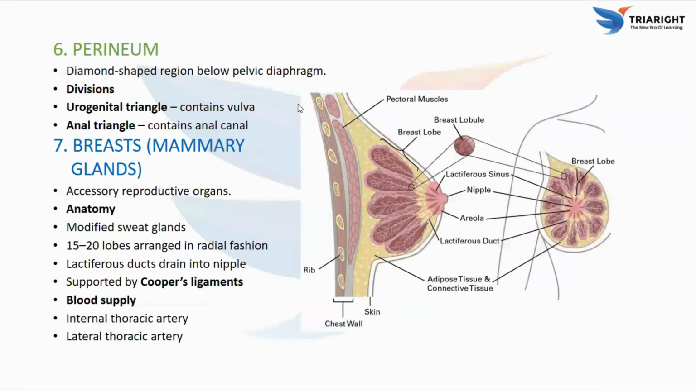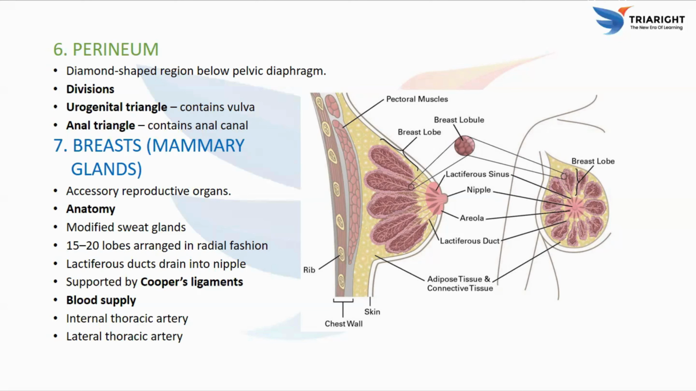So the next part is the perineum. What is the perineum? It is a diamond-shaped area located below the pelvic diaphragm between the thighs. It is the region you can see between the pubic bone and coccyx. Why is it important? Because it contains the openings of important structures like the vulva and anus. It supports the pelvic organs. It is also commonly affected during childbirth, for example perineal tears.